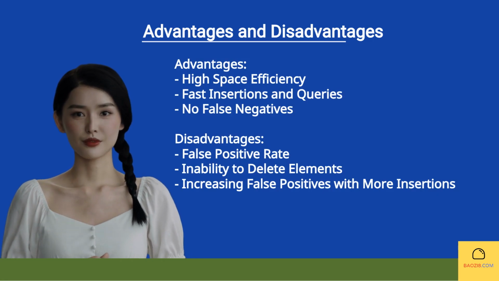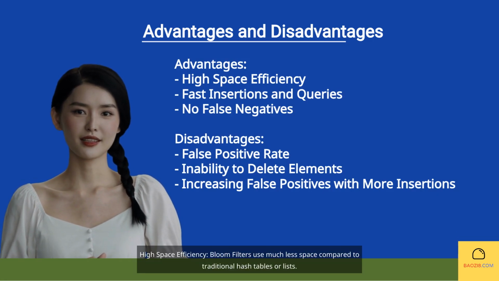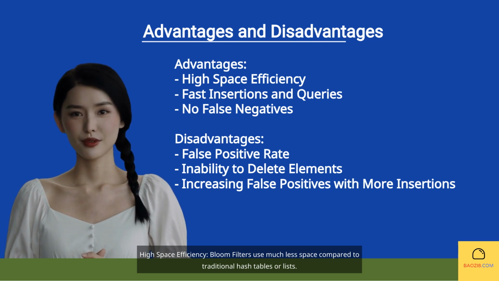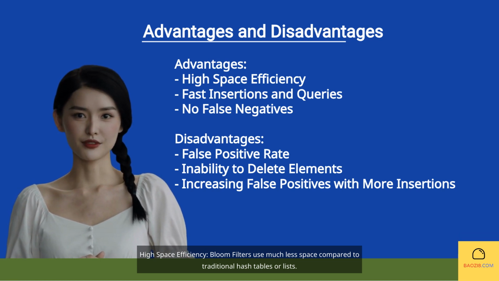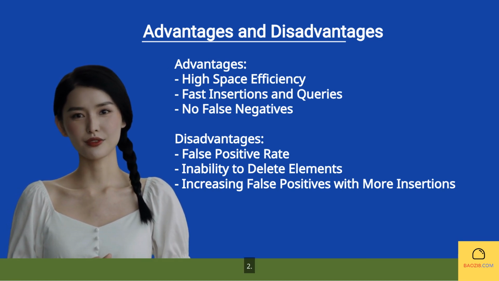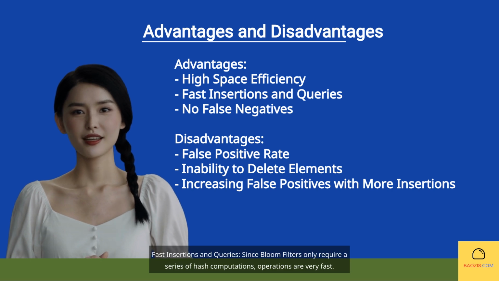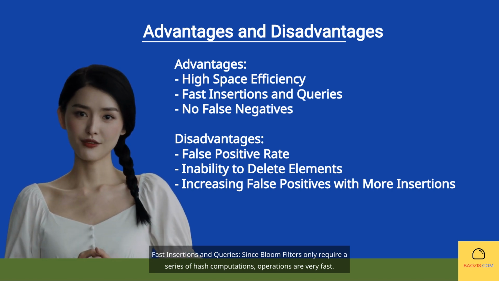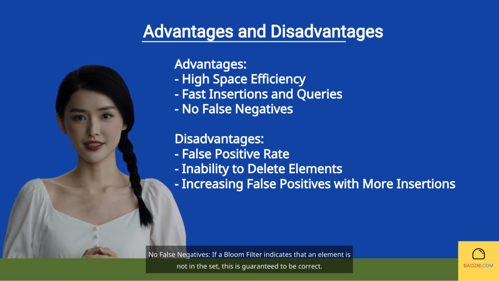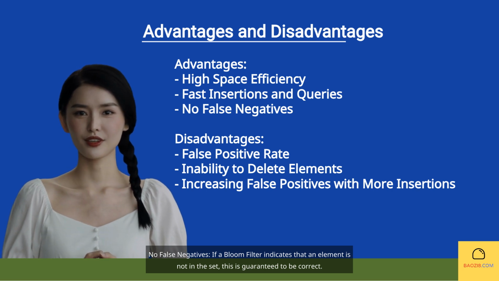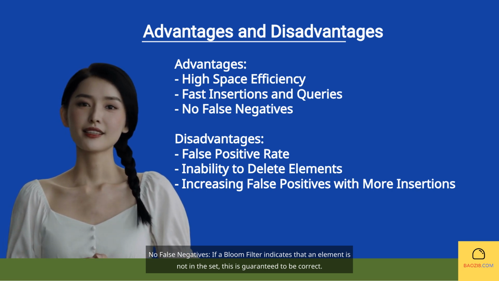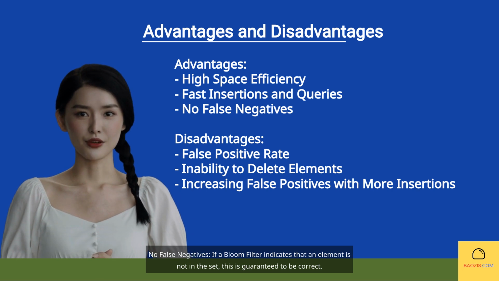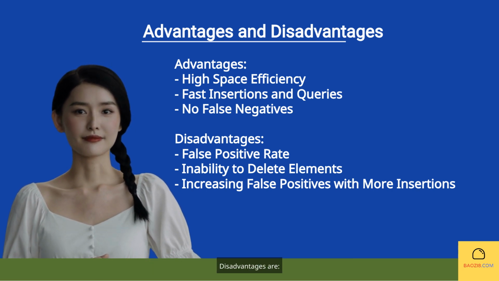Advantages are: 1. High space efficiency. Bloom filters use much less space compared to traditional hash tables or lists. 2. Fast insertions and queries. Since Bloom filters only require a series of hash computations, operations are very fast. 3. No false negatives. If a Bloom filter indicates that an element is not in the set, this is guaranteed to be correct.